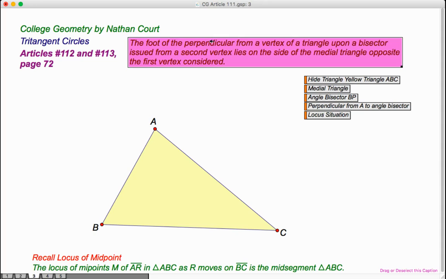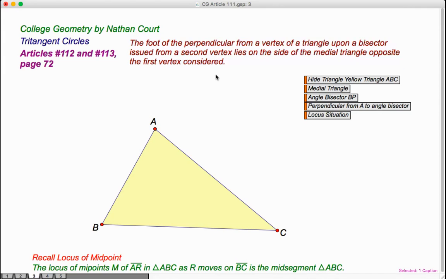The foot of the perpendicular from a vertex of a triangle upon a bisector issued from a second vertex lies on the side of a medial triangle opposite the first vertex considered. Yes, I agree with you. It's a little bit wordy, but let us try to scrutinize it so we would understand it fully, okay?